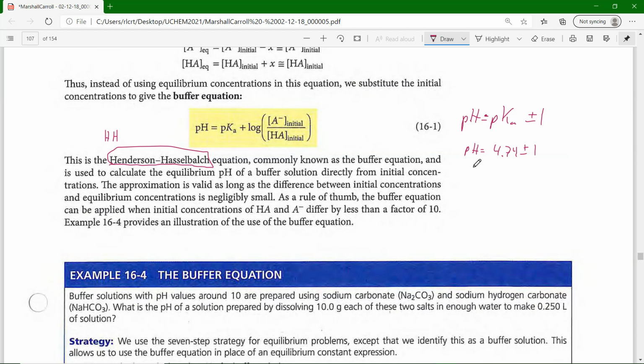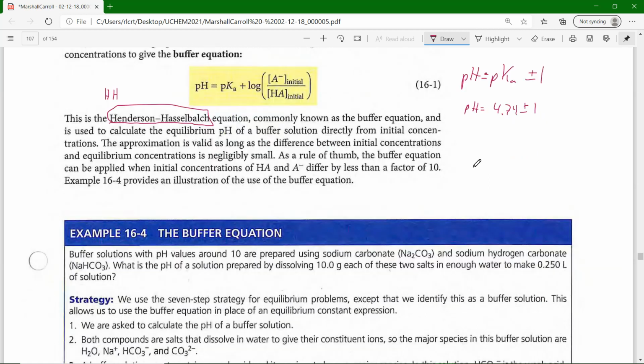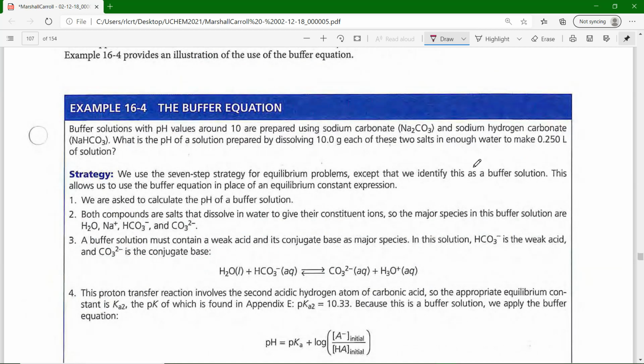Approximations and other things fall apart if the difference between the weak acid and the conjugate base concentrations is more than a factor of 10. So let's use that buffer equation, the Henderson-Hasselbalch equation, on example 16.4.